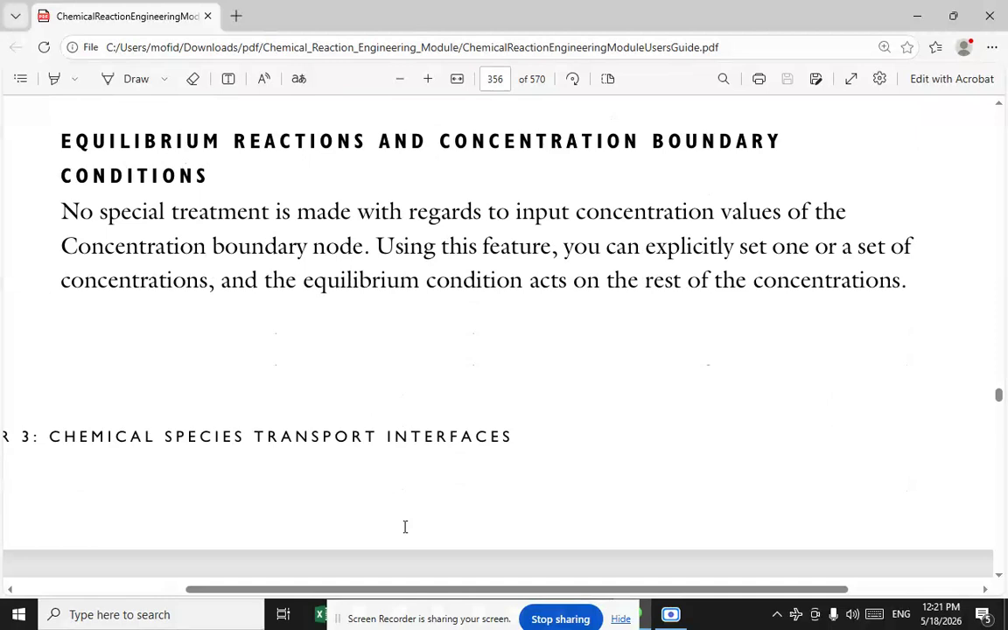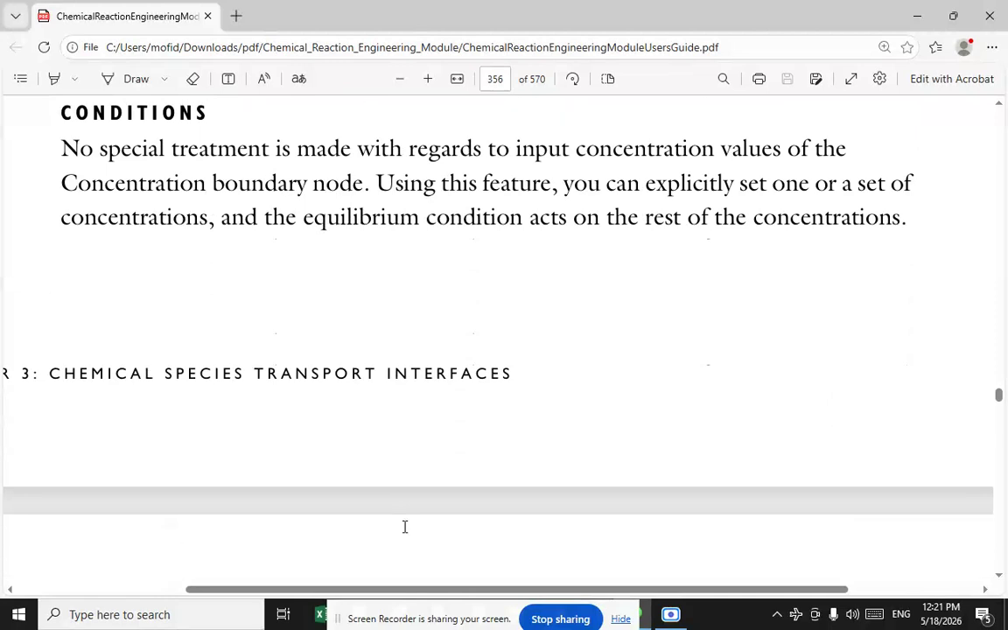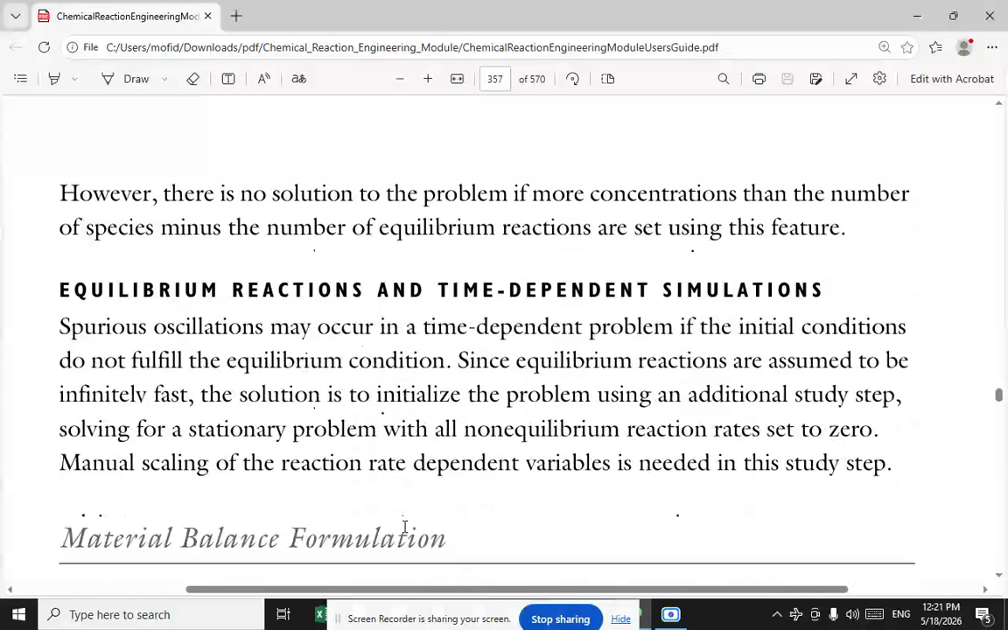No special treatment is made with regard to input concentration values of the Concentration boundary node. Using this feature, you can explicitly set one or a set of concentrations. The equilibrium condition acts on the rest of the concentrations. However, there is no solution to the problem if more concentrations than the number of species minus the number of equilibrium reactions are set using this feature.